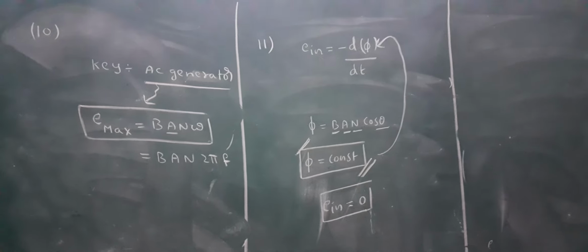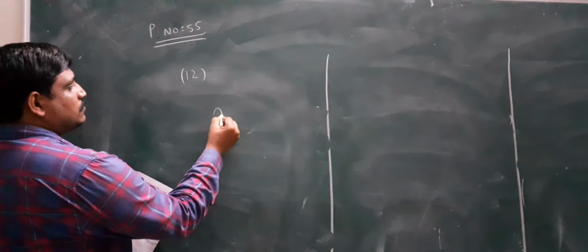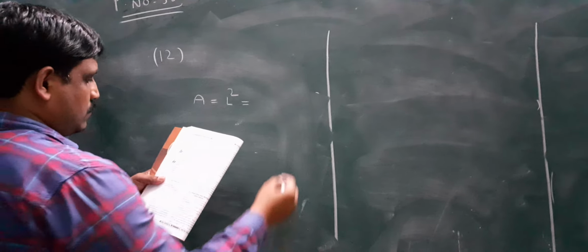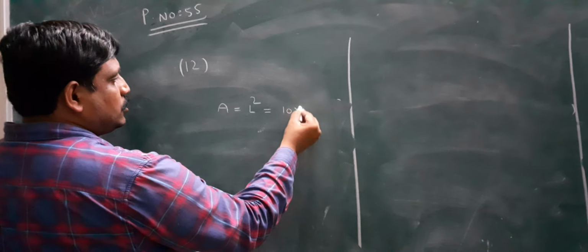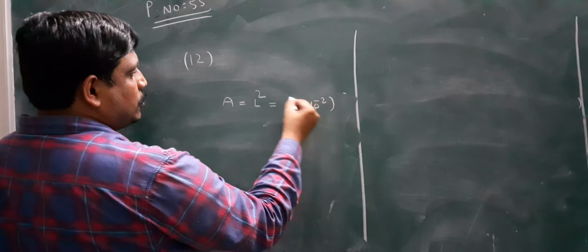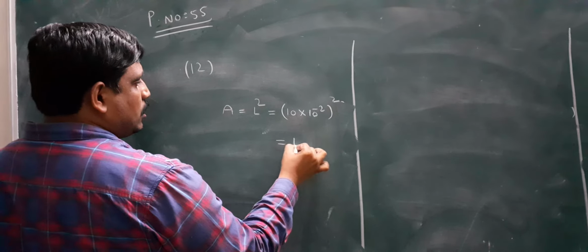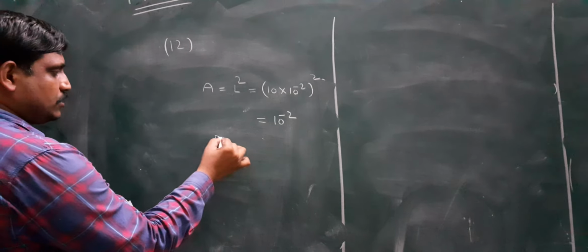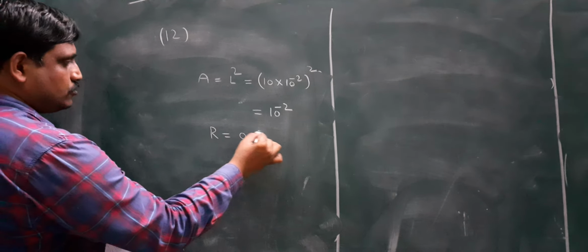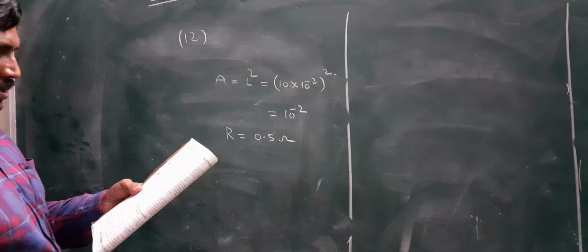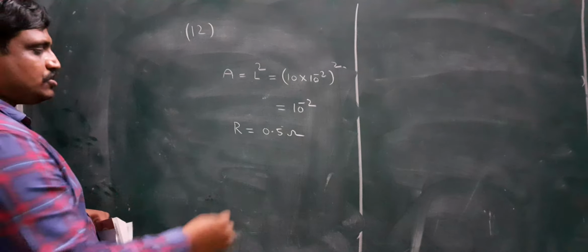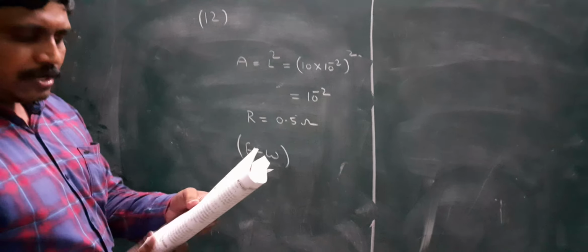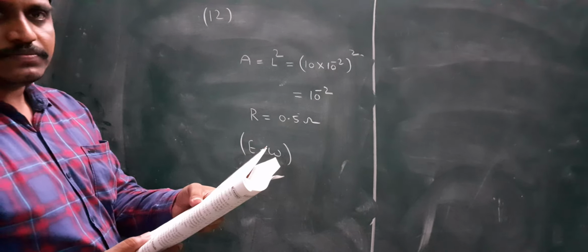This is the conceptual question. Given square loop means area of the loop is side squared. Side is given as 10 centimeter, 10 into 10 power minus 2 meter. Area is given. Resistance of the coil is given as 0.5 ohms. This coil is in the east-west plane. Plane of the coil is east-west.